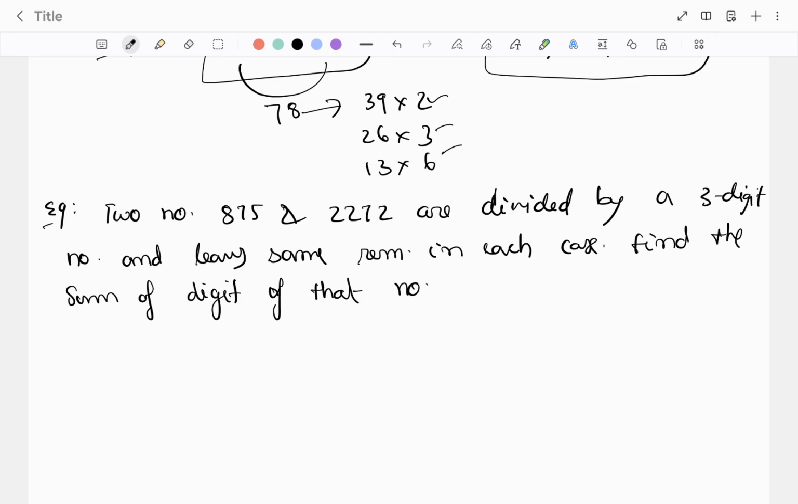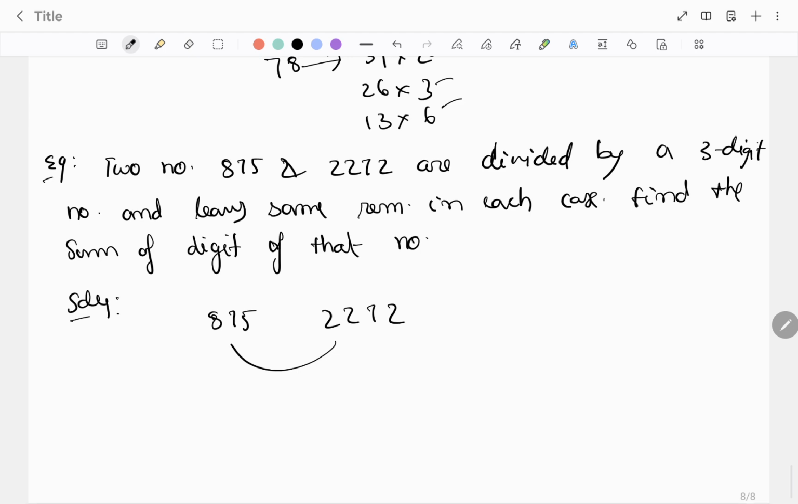Okay, two numbers 875 and 2272 are divided by a 3-digit number and leave the same remainder in each case. Find the sum of the digits of that 3-digit number. I will go with the simple thing: the difference of 875 and 2272. So what is the difference of these two? It is 1397.